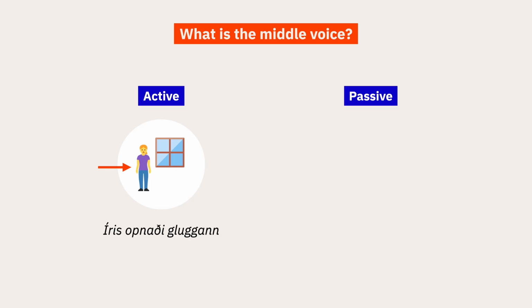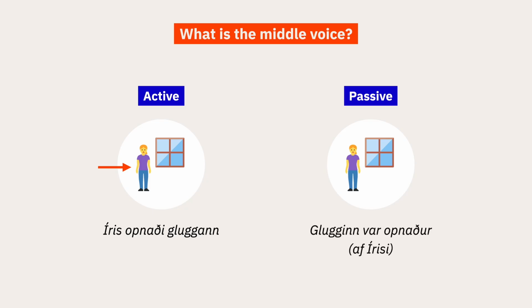What is she doing? The passive voice would be Glugginn var opnaður af Írisi. And the af Írisi is optional there because in the passive voice, we often don't have as much focus on who did the action, or perhaps it's not relevant. The passive voice allows us to drop that information. So, Glugginn var opnaður, the window was opened by Íris. Now, glugginn, the object of the verb, is the first element in the sentence. So the object's actually been moved up, and grammatically it's been made into the subject of the sentence.